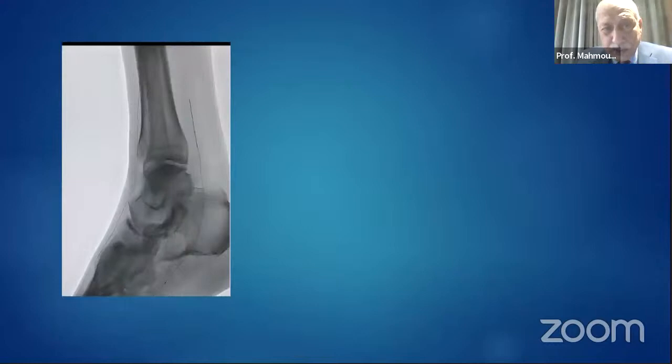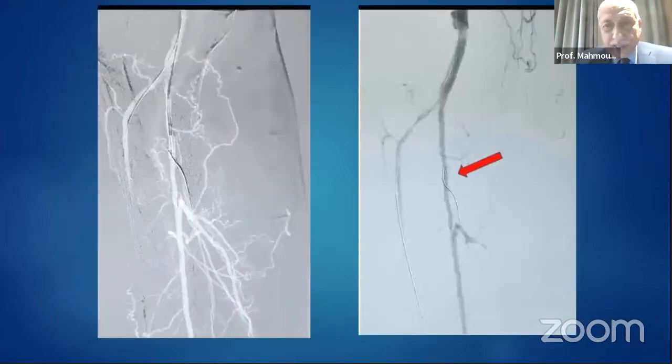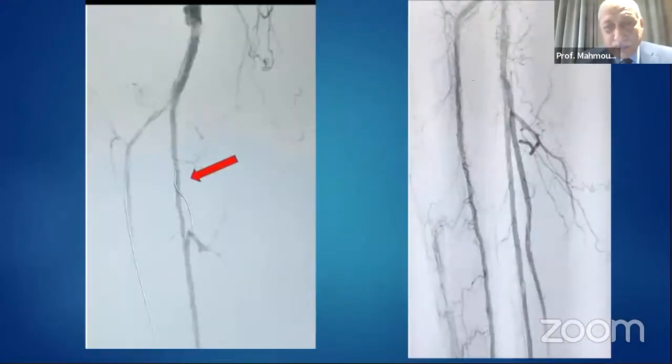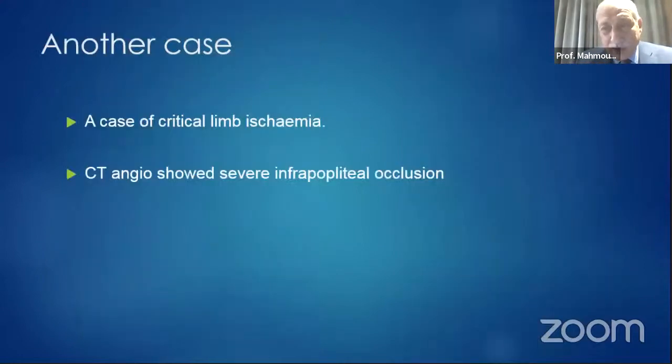The posterior tibial could not be revascularized from above. We managed to go from the anterior tibial to the posterior tibial using a balloon as a support, and then the posterior tibial was reached to the tibioperoneal trunk, as you can see. Then we managed to use again the atherectomy device in the posterior tibial, and we had the three vessels revascularized.